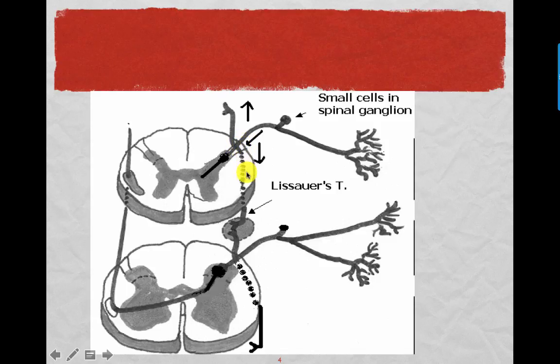Some fibers will descend 1 or 2 segments. Some fibers will relay at the same level in the second order neuron. So the ascending or descending fibers, or those entering here, will relay finally in the second order neuron. These fibers ascending and descending are within the spinal cord, so they are short tracts formed of ascending and descending fibers. This tract is called Lissauer's tract, so it belongs to the first order neuron in the pain and temperature pathway.